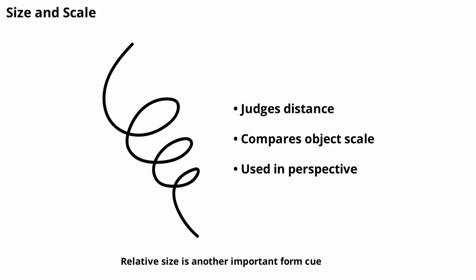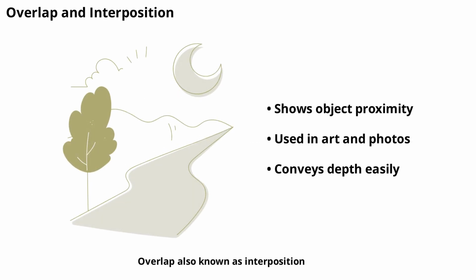Relative size is another important form cue. When two objects are known to be similar in size, the one that appears smaller is perceived as being farther away. This cue helps us judge distances and the scale of objects in our environment. For example, a person standing closer to you appears larger than someone farther away, even though they are the same size in reality.